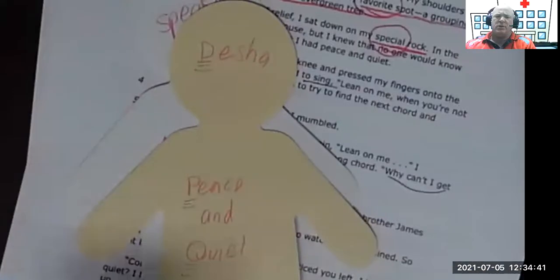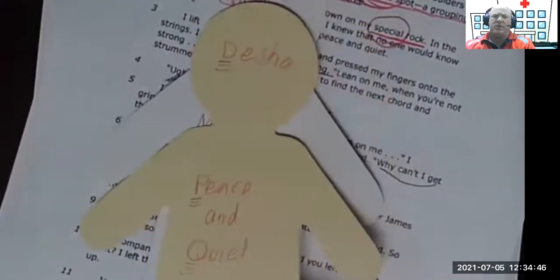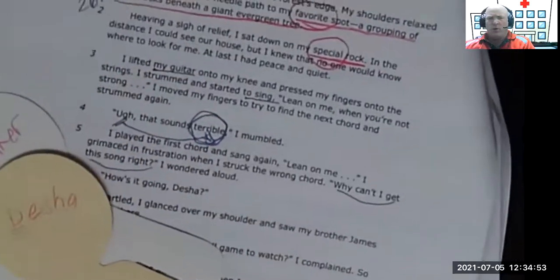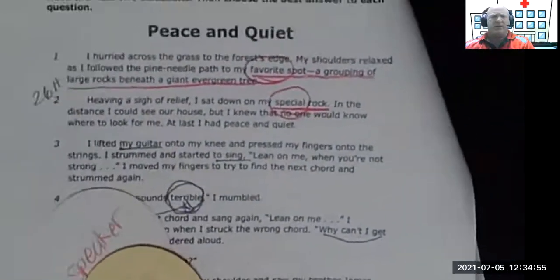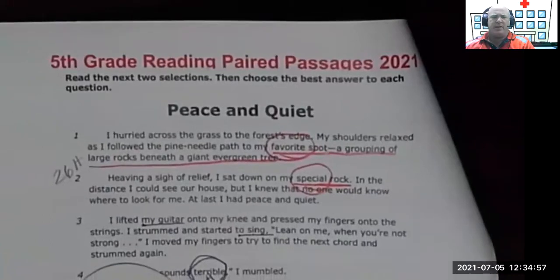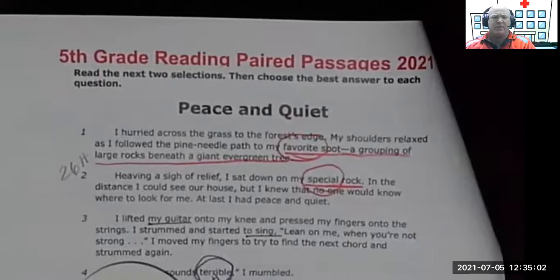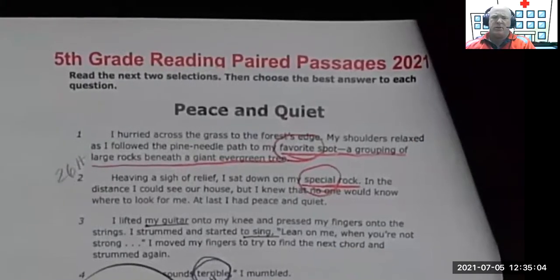So, what I've done is I went to Dollar Tree and I found two little paper cutout characters, and we're gonna meet two characters. Okay, when you read this fifth grade paired passage from this past year, it says read the next two selections and then choose the best answer to each question.